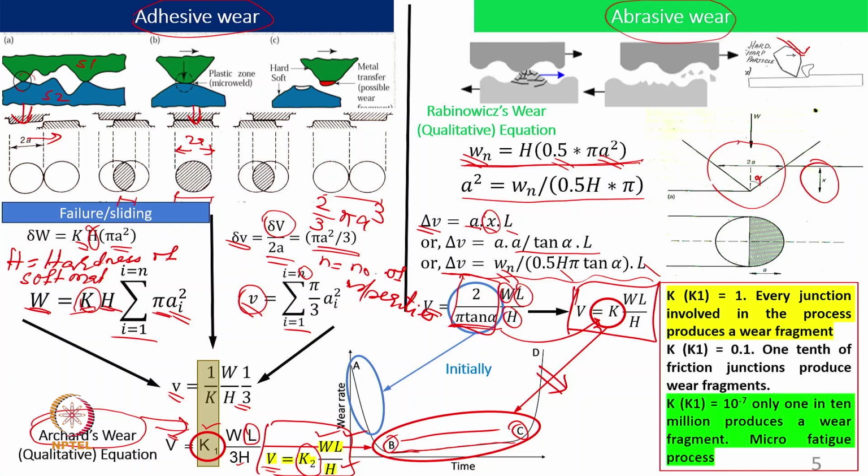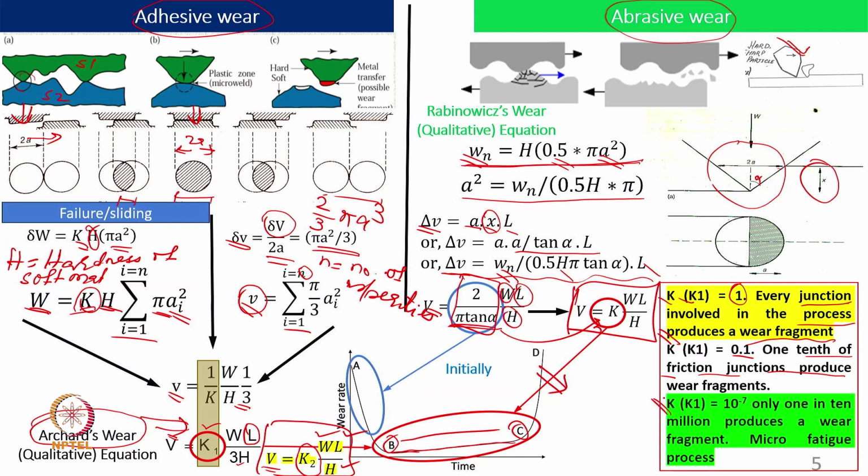Now coming to the constant k, this constant k or k1, whatever we say, depends on what is really required. In this case particularly, if k is equal to 1, what is the meaning of that? Every junction involved in the process produces a wear fragment. Now if k is equal to 0.1, we say only 1/10 of the friction junctions produce a wear fragment. So this is important.